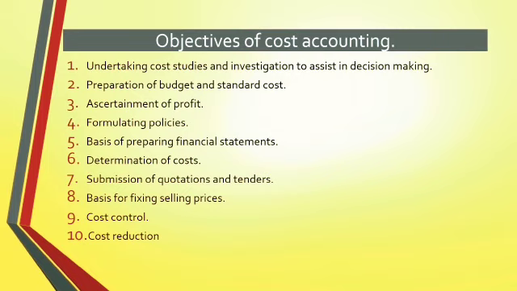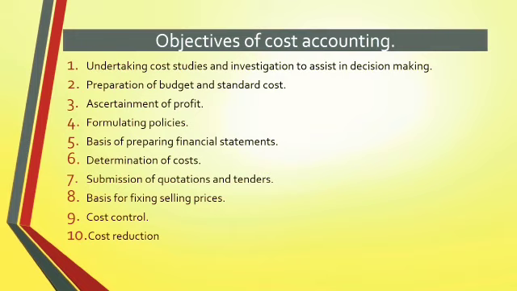The second one is preparation of budget and standard cost. It provides data to the management for the preparation of budgets and standard cost, and analysis of variances between budgeted and actual or standard and actual figures, throwing light on the weak areas of business operations and guiding the management in taking corrective action to remove the unfavorable cost variances.